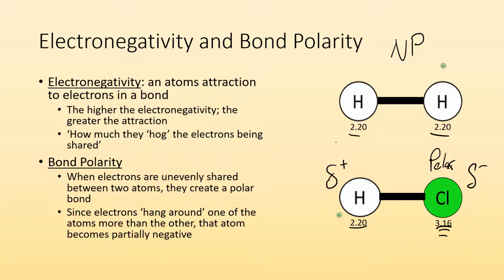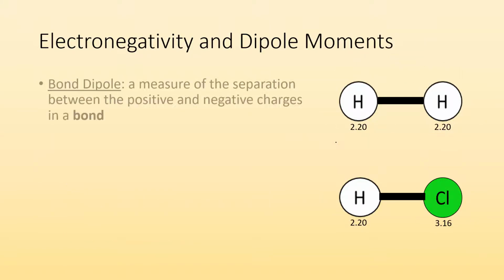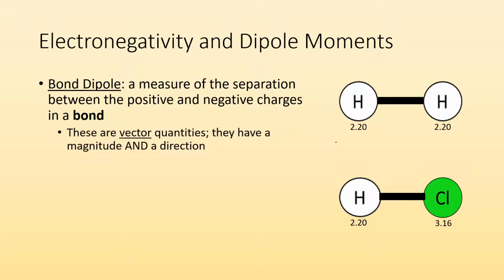So that's bond polarity. So let's talk about dipole moments. So a bond dipole is the measure of separation between the positive and negative charges in a bond, specifically a bond. Now these are vector quantities, and what that means is they have a magnitude and a direction, right? So speed is just, it doesn't matter what direction you're going in, that's the speed. But if you're talking about velocity or something, that's a vector quantity. It also implies what direction you're going. So a bond dipole is a vector quantity. It tells you how much the charge is separated, but also in which direction it is being separated.